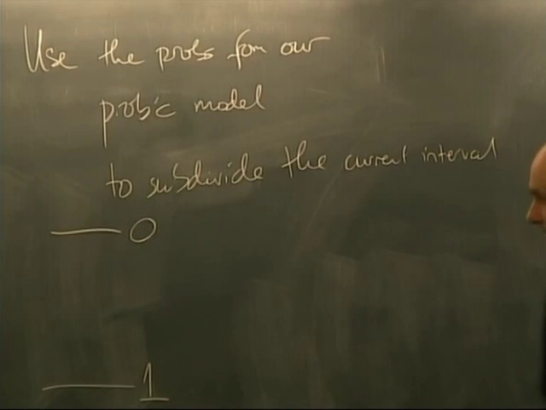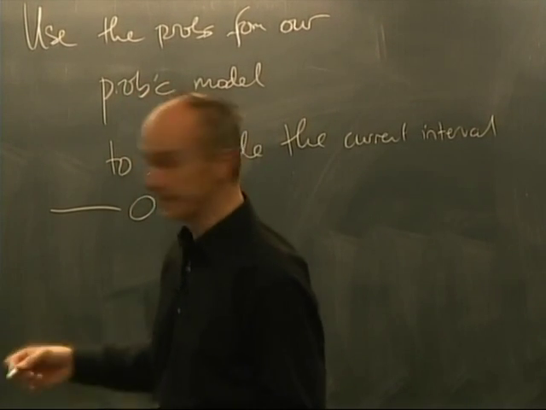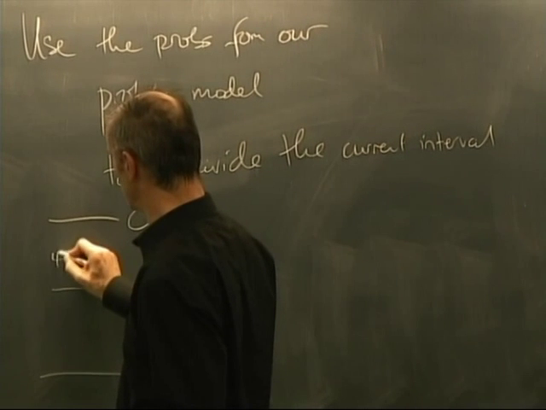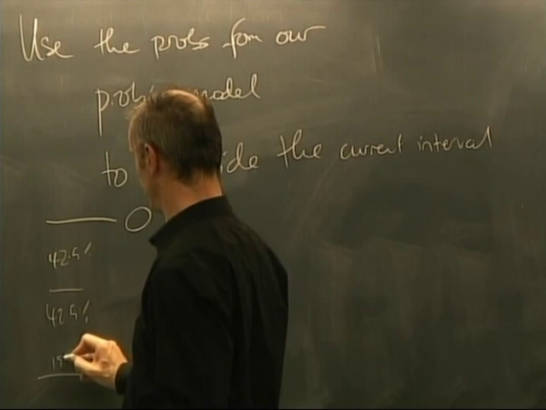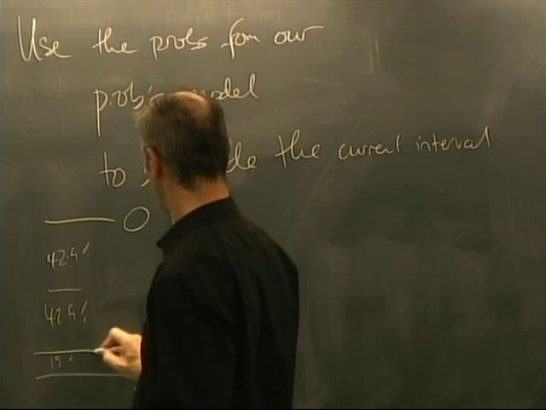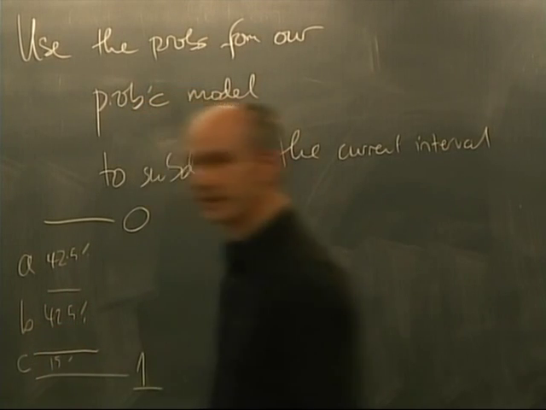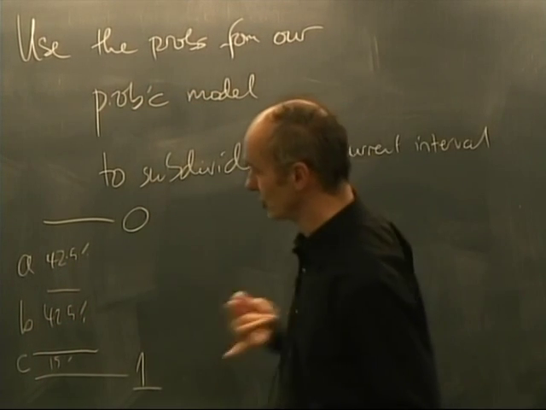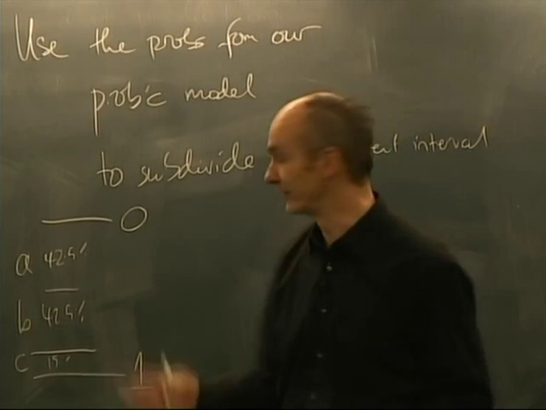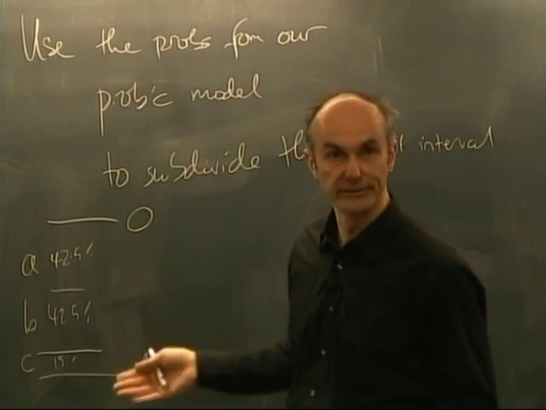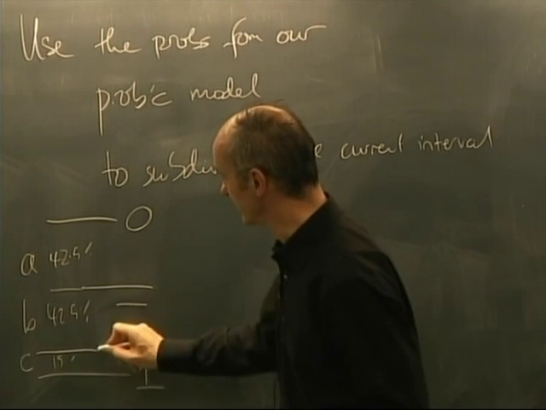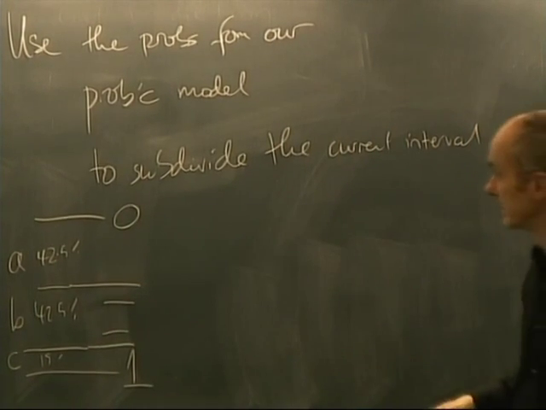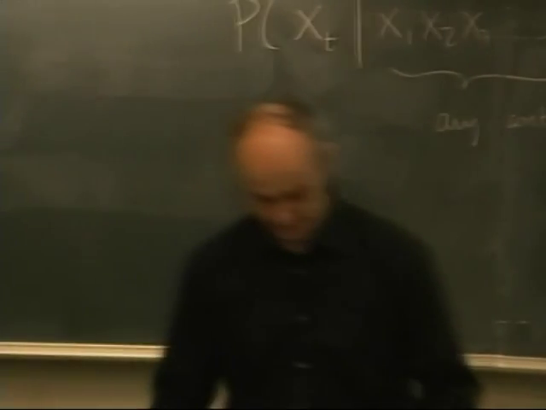So we'll ask our probabilistic model, what's the probability of A, B, and C? And it might say 42.5%, 42.5%, and 15%. Hopefully those add up to 100 for A, B, and C. And then you say, thank you very much. I'm now going to ask you, given that the first character in the file was actually a B, please tell me the probability of the possible characters in that context. And then we will subdivide that interval recursively using the probabilities that come from our expert, from our oracle. So let's show you this now.